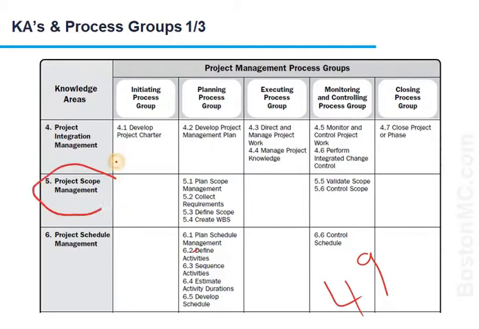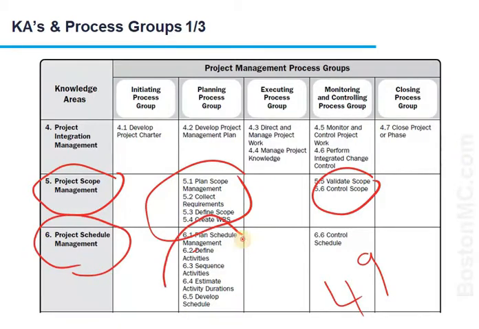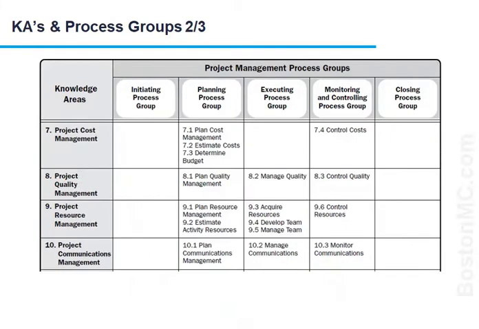Starting with scope management, this is the knowledge area that has to do with understanding the requirements and scope of the project, and then managing the delivery of these requirements and scope. Schedule management has to do with creating a proper schedule and being able to manage that schedule as we go along on the project. Cost management has to do with understanding the costs of the project and developing a budget, and then eventually controlling the cost. Quality management includes QA, QC, and planning for quality.